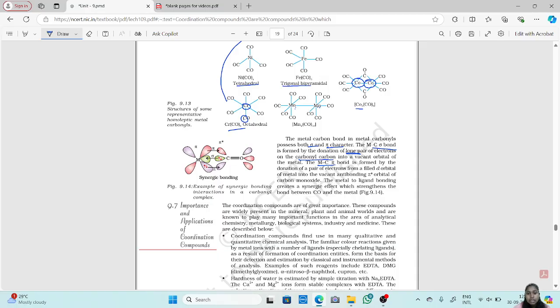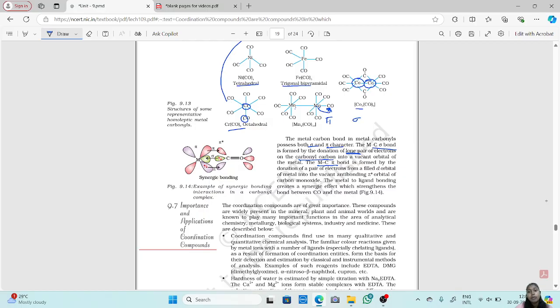Now how is the metal-carbon pi bond formed? The metal-carbon pi bond is formed by the donation of a pair of electrons from the filled d orbitals of the metal into the vacant antibonding pi orbitals of carbon monoxide. Here, from the metal, electrons are placed into the carbonyl. That's how pi bonds are formed.